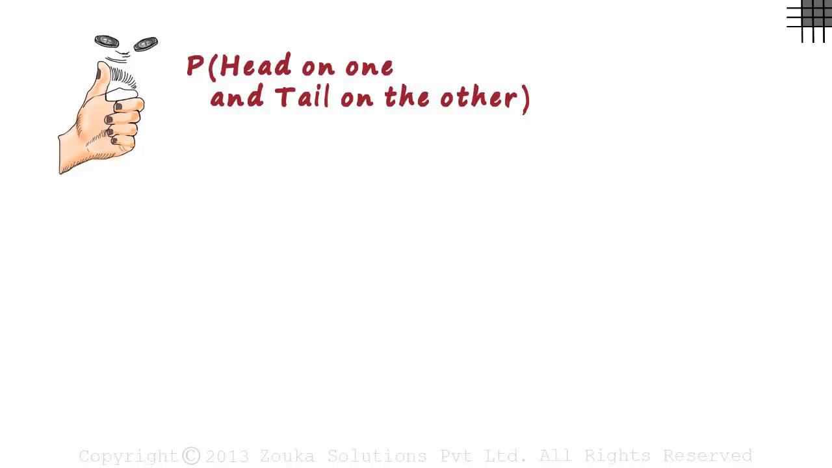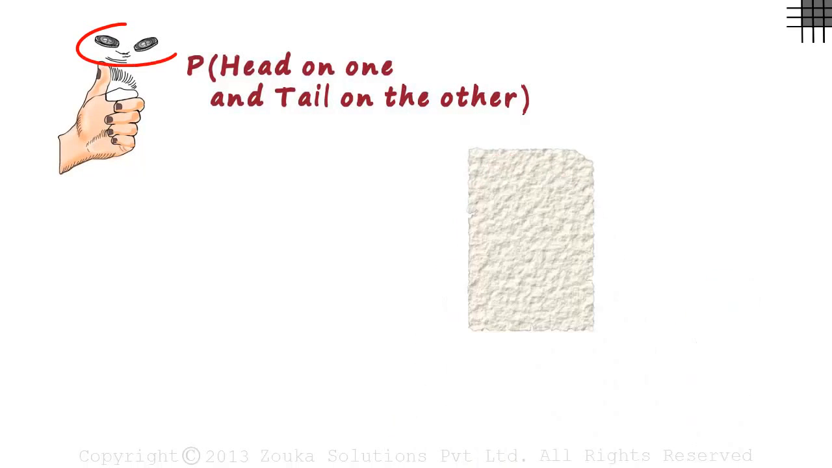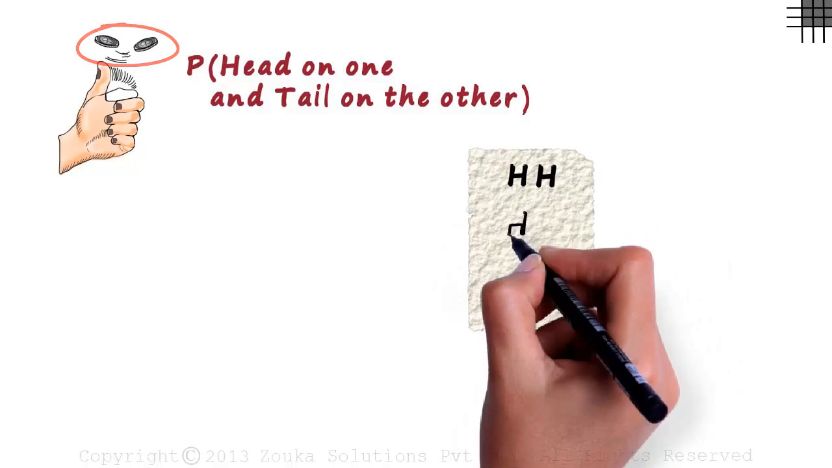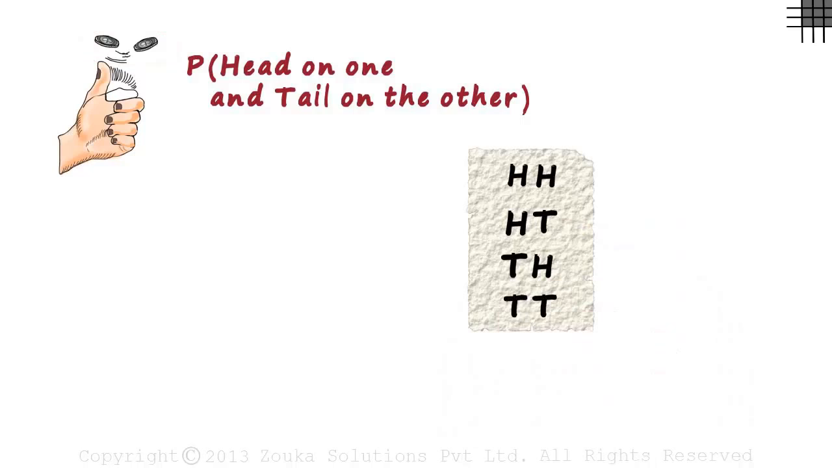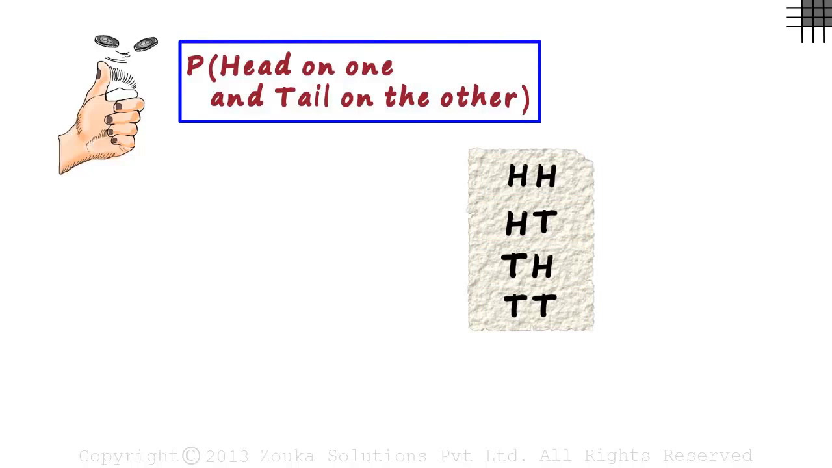How many different possibilities exist when two coins are tossed? Head on one and head on the other, head and tail, tail and head, tails on both. 4 possibilities in all. In the question, we have been asked the probability of getting a head on one and a tail on the other.